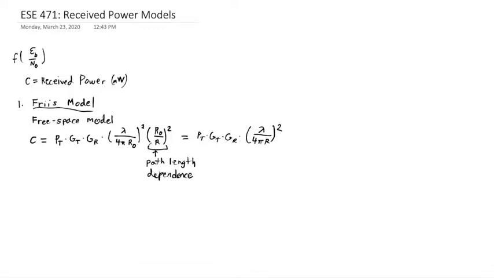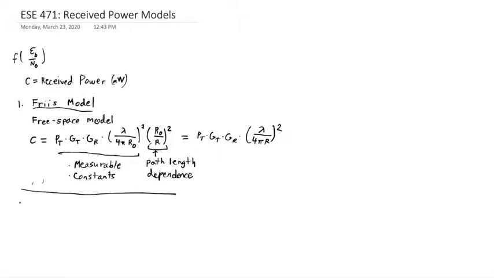r is the path length, another way to say the distance between the transmitter and receiver. And this part will be kind of a constant, something we can measure at a reference distance. So it's measurable. It contains many constants, and it allows us to kind of abstract that away.